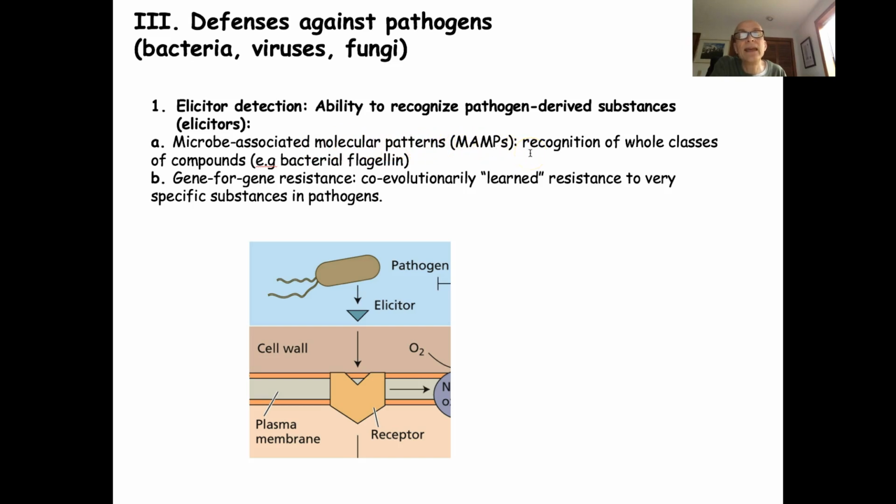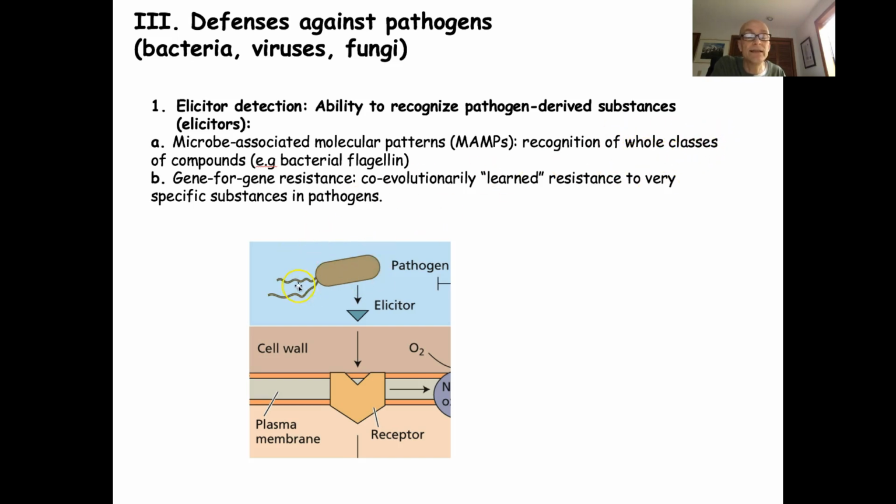And they incorporate the recognition of whole classes of compounds. So for example, when I say whole classes of compounds, bacterial flagellin, that's the protein that is associated with the flagellum. There's lots of different types of bacteria. They all have flagella, and they all have this bacterial compound, flagellin. And so all of them have that just because they have the flagellum. And so that's a whole class. That's what I mean with a whole class.